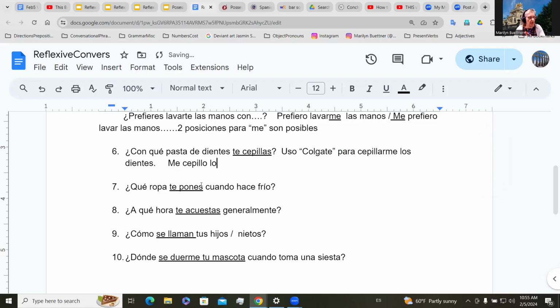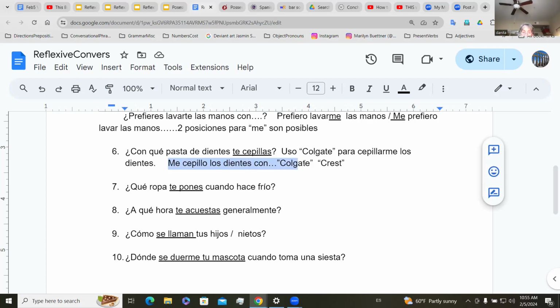Me cepillo los dientes con Colgate, con Crest, con, y la marca, the brand, right? So ideally, I wanted you to stick with me cepillo los dientes con Colgate, me cepillo los dientes con Crest. See, just la marca, the name. So that would be the easiest way to answer that question.